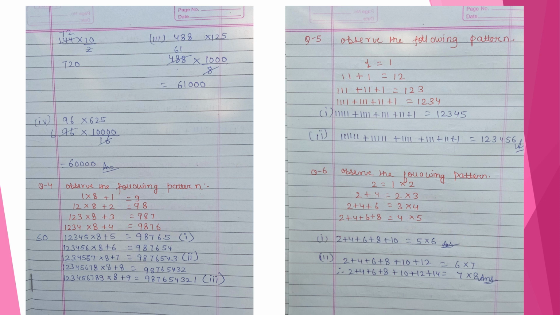Now 10 upon 2. This 2 and 144 will be cancelled with each other. So we are cancelling here 2 72 times. So then 72 into 10, we are getting it easily 720.